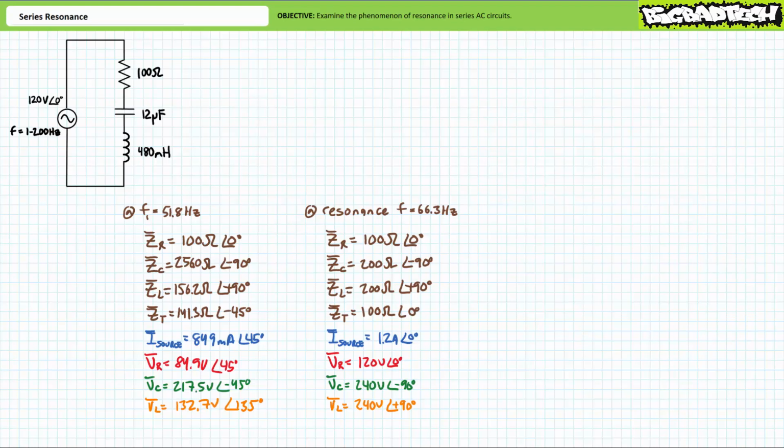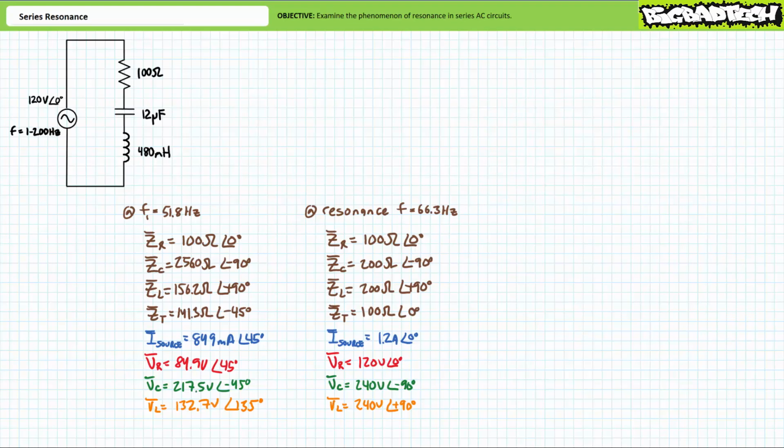Notice the negative angle indicates total impedance has a capacitive nature, as we might expect. Application of Ohm's law demonstrates source current at the lower half-power frequency will be approximately 849 milliamperes at an angle of 45 degrees. This verifies our earlier expectations. Note current leads by 45 degrees for this capacitive arrangement at the lower half-power frequency.